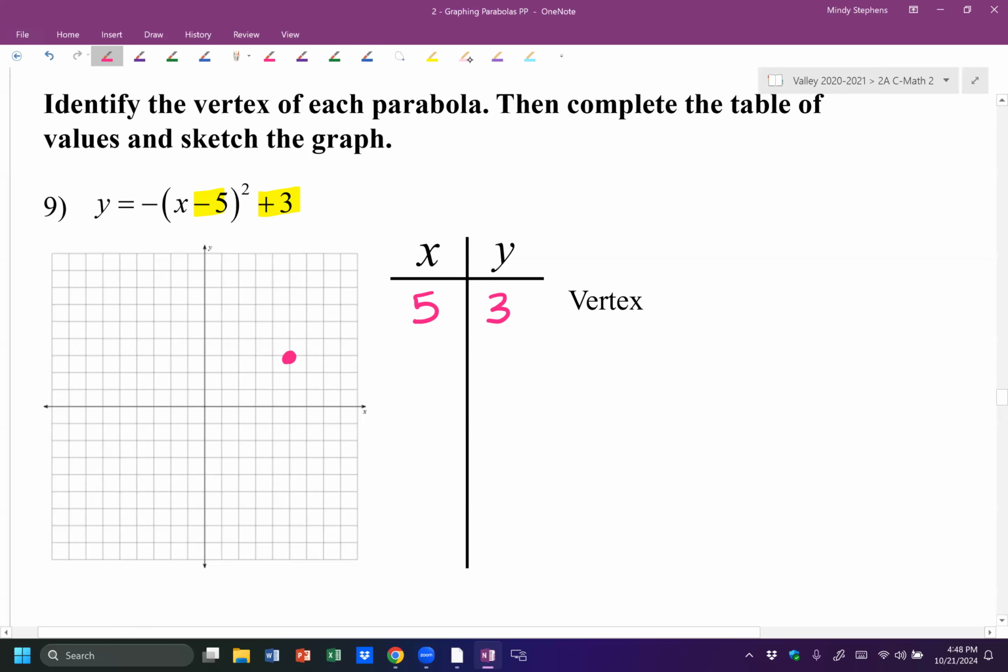I need to pick X values because I need to pick numbers to go here. I need to pick numbers on the right and on the left of that vertex. It does not matter which numbers I choose. I can choose any numbers on the right and any numbers on the left.